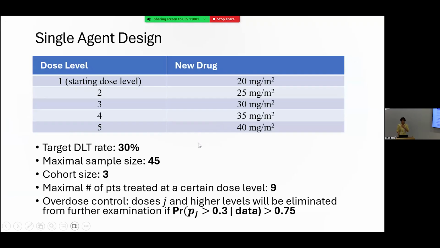Just imagine we have a new drug. We have 5 dose levels we want to explore, and we want to start at dose level 1. But you don't have to always start from dose level 1. You can start from dose level 2 or level 3. That decision is trial specific. It's really up to the PI whether they want to start treating patients with a conservative dose or a less conservative one. So it doesn't matter which level you want to start. For this drug, I set my target DLT rate as 30%, and I have enough money to fund 45 patients in total.